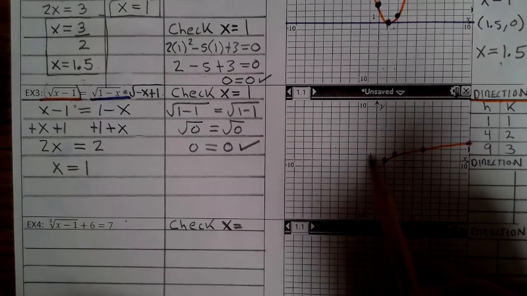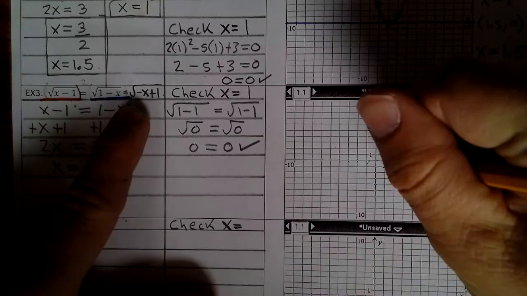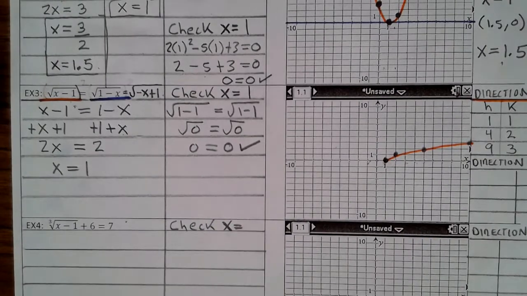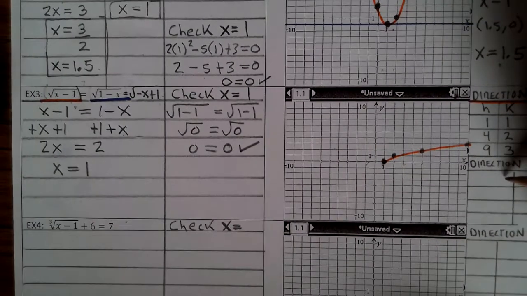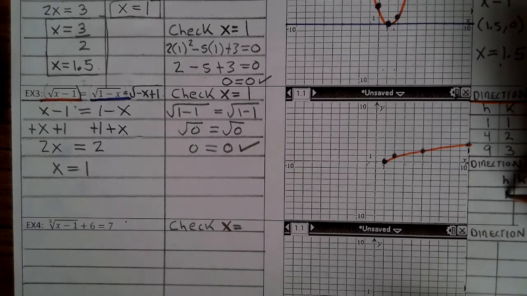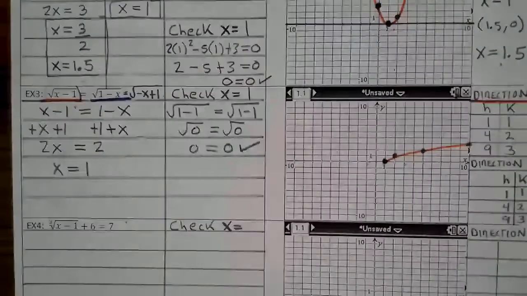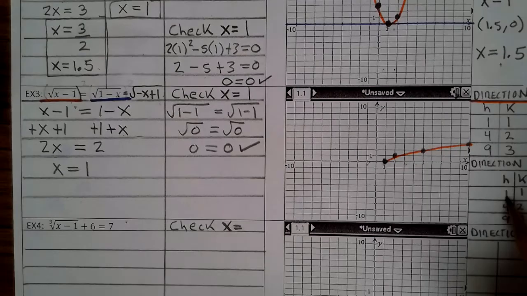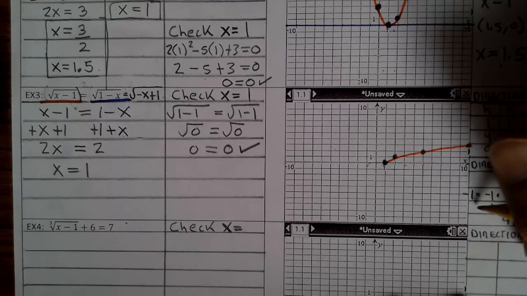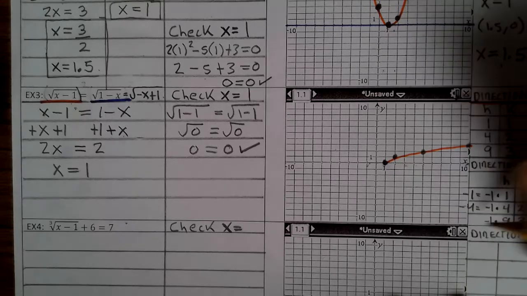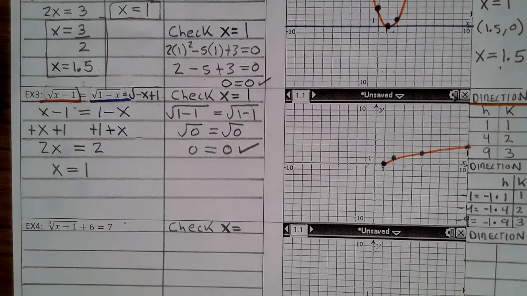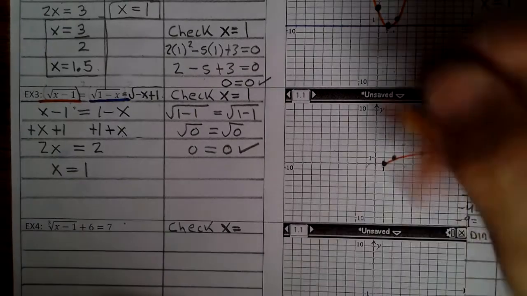We know that hk, 1, 1, 4, 2, 9, 3. But we have to multiply the x direction by negative 1. So negative 1 times 1 is negative 1. Negative 1 times 4 is negative 4. And then negative 1 times 9 is negative 9. Okay? So from here we go left 1, up 1. Left 1, 2, 3, 4, up 2. And then left 9, 1, 2, 3, 4, 5, 6, 7, 8, 9, up 1, 2, 3.